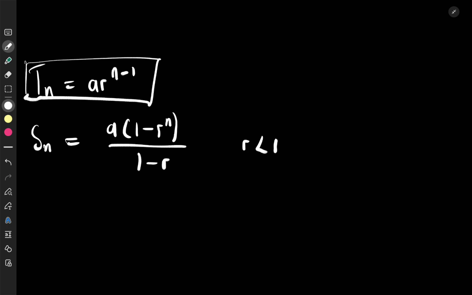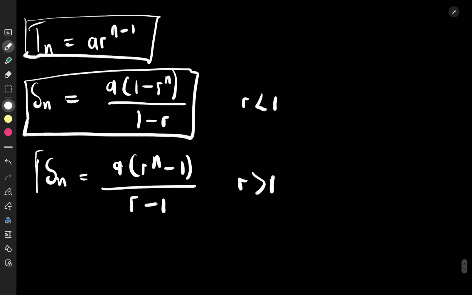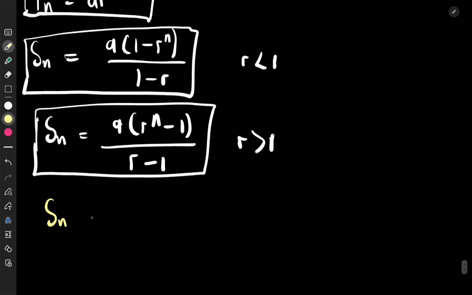The crocodile is eating 1, which means 1 is bigger. Then we are going to have the sum being equal to a outside, then r to the n minus 1 over r minus 1. And this is when r is bigger than 1. Then lastly, we're going to have the sum being equal to a over 1 minus r. It is when r is from -1 to 1.